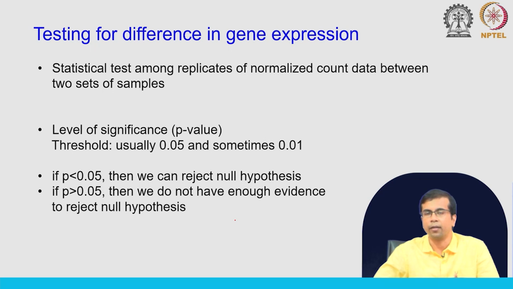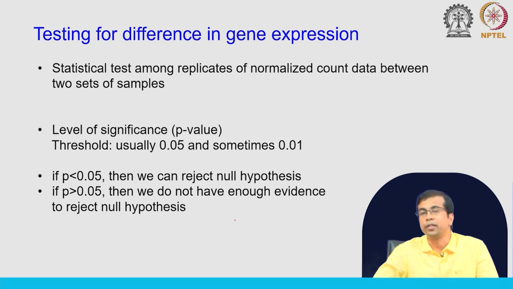So, this is standard hypothesis testing. Now, when we reject the null hypothesis, what does it mean? It means that the gene is differentially expressed. Okay. So, the null hypothesis was that there is no difference in expression of gene I between these two sets of samples. When you reject the null hypothesis, it means that is actually not the case, right.